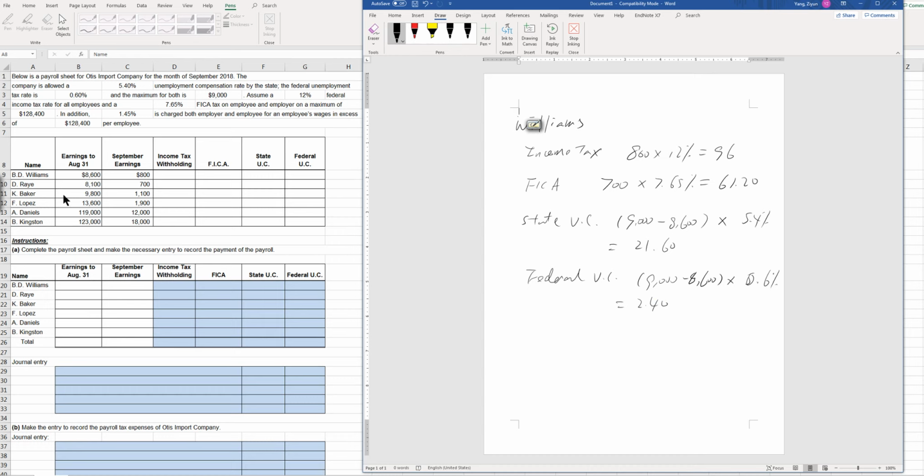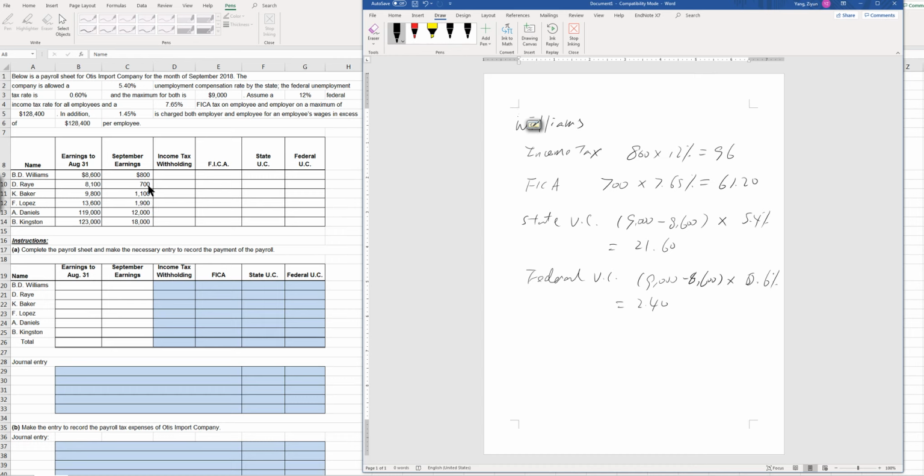Basically, for the next employee, Ray, we're going to do the same thing. Ray's compensation is also below the $9,000 cap. So even with the September $700, it's still below the $9,000 cap for unemployment compensation tax. So the whole $700 is subject to unemployment compensation tax for Ray. For Baker, the income tax and FICA will be the same, but since Baker's accumulated compensation is already above the $9,000 cap, there's no more state and federal unemployment compensation tax for the September salary.